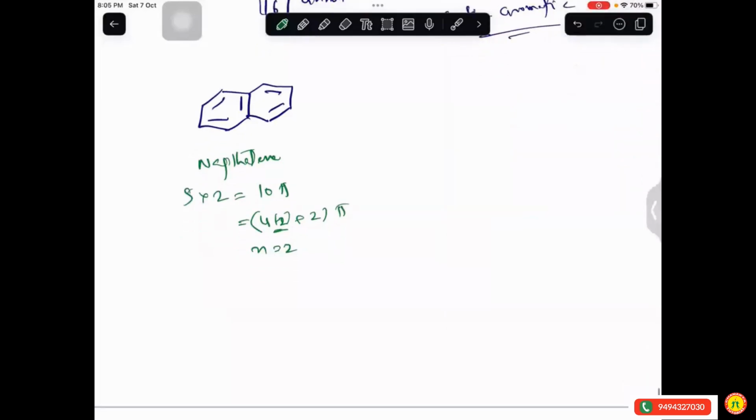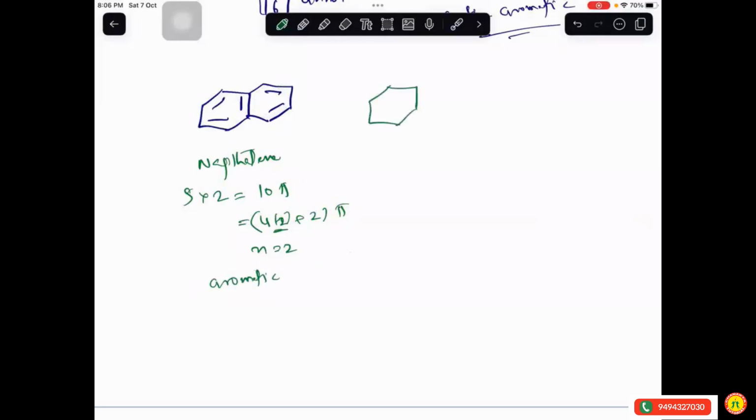Okay. See, my next one. Any compound with 10 pi electrons, you can write it as 4 into 2 plus 2 pi electrons, nothing but 4n plus 2 pi electrons. n is equal to 2. Therefore, it is aromatic.